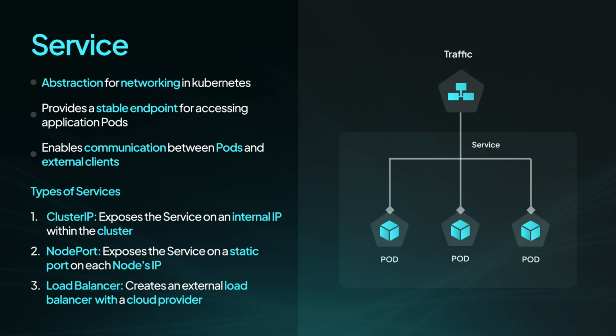There are a few main types of services. First one is cluster IP. This is the default service. It gives your service an internal IP address. It's only reachable within the cluster and it is good for backend services. Second one is node port. This exposes your service on a static port on each of your nodes' IP addresses. It is useful for making your service accessible externally for development or testing.